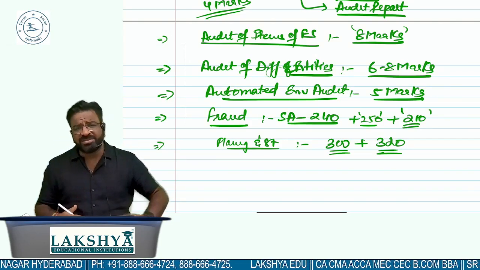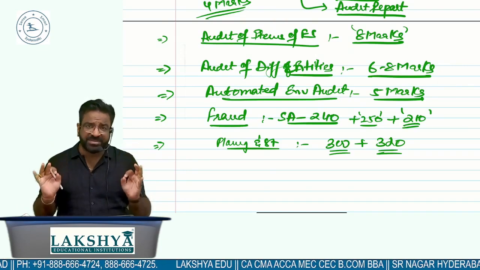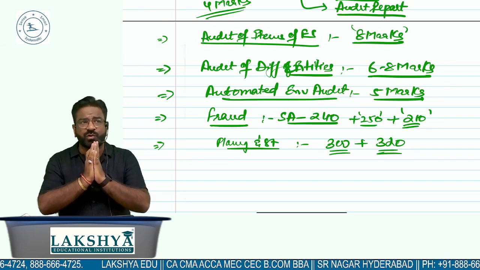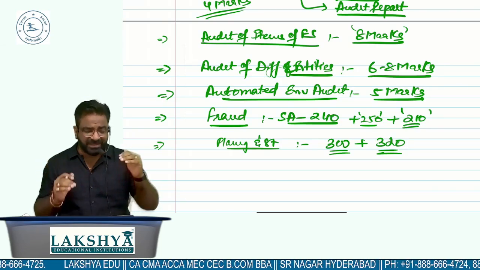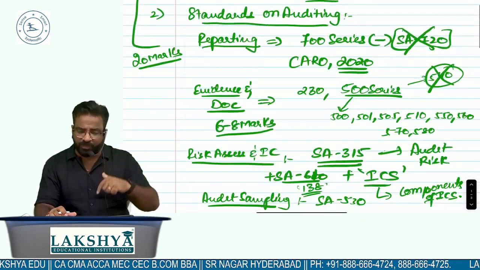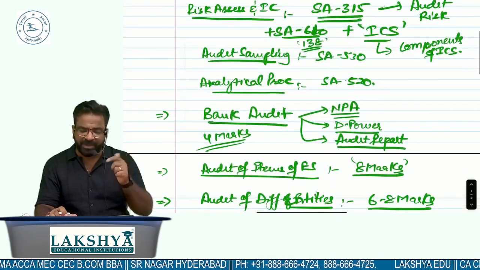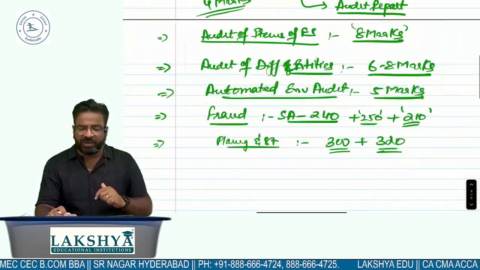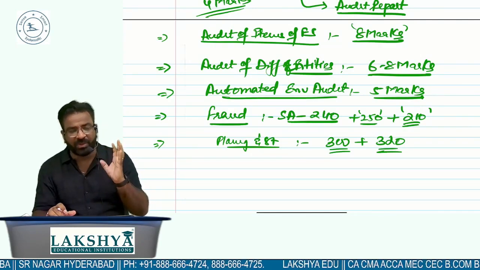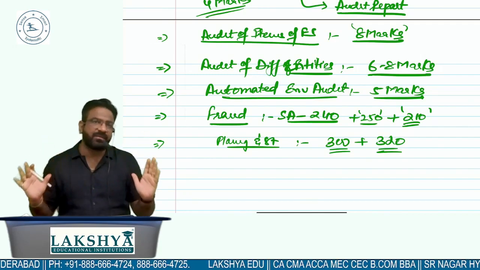Now, this is the sequence of chapters you need to cover. These are the must cover chapters. No scope of leaving any topic at all. I just told you the category wise. First you should start with company audit, followed by the reporting chapter, followed by evidence, followed by risk assessment, followed by sampling, analytical, bank audit, audit of financial, different items, audit of different entities, automated environment audit, fraud related, planning and strategy. So with this, our 100% coverage will be over.